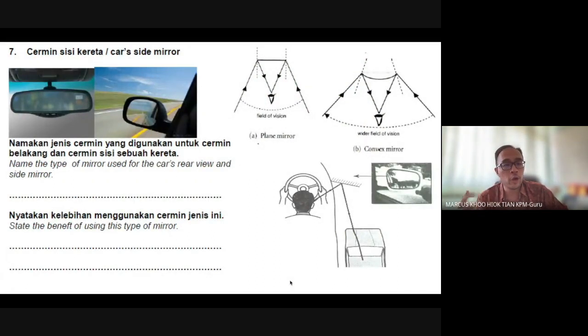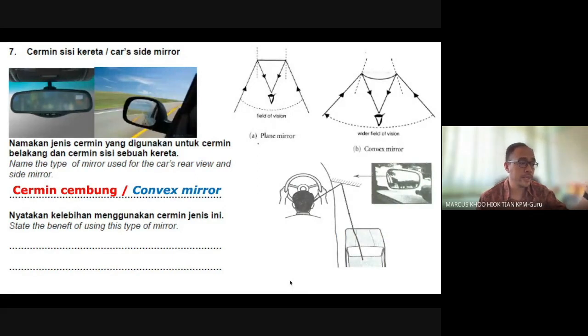Just now we've been talking about concave. If you have been following our class from the beginning, you know that the car side mirror is always a convex mirror. Okay, and what is the advantage of this? If you're wondering where this paper went, it's in the workbook, page 209, tutorial 6.6.